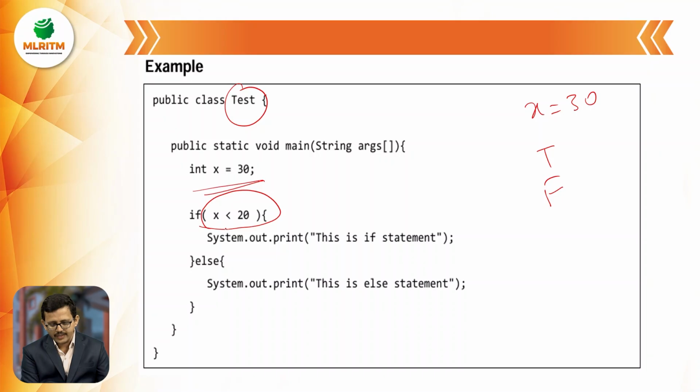So here we have taken x less than 20, and the value of x is assigned as 30. So what is the statement? The statement is greater than 20, so it is false. The output is false. So what output are we going to get? We are going to get the else statement as the output. So this is how if and else works.